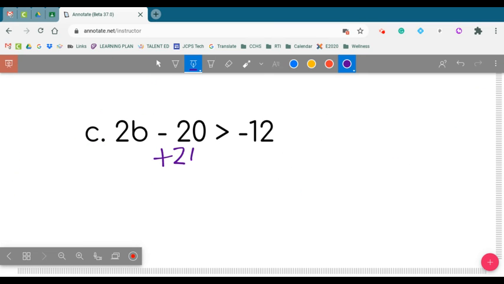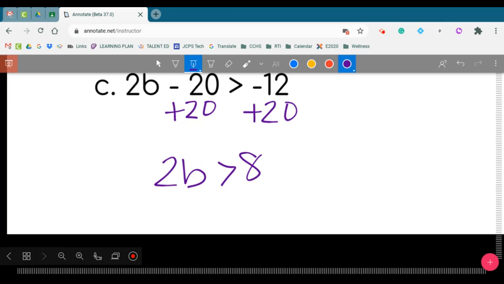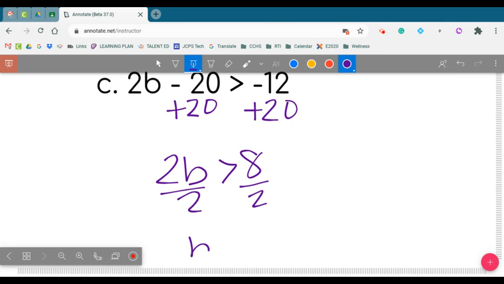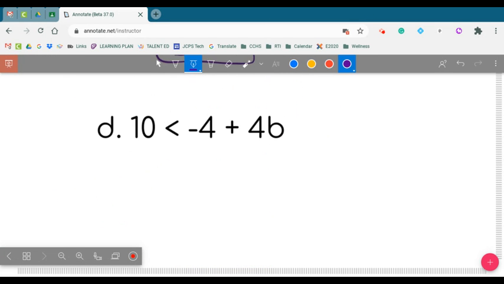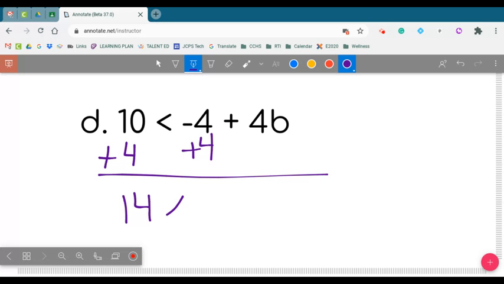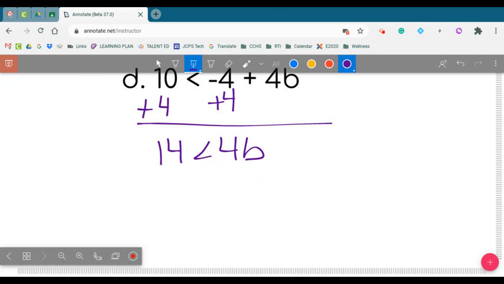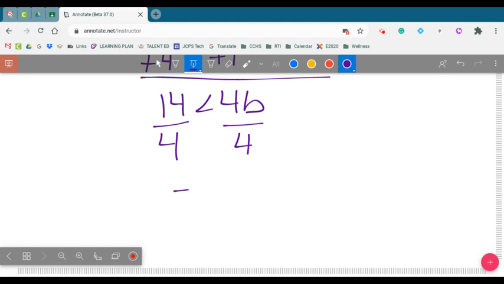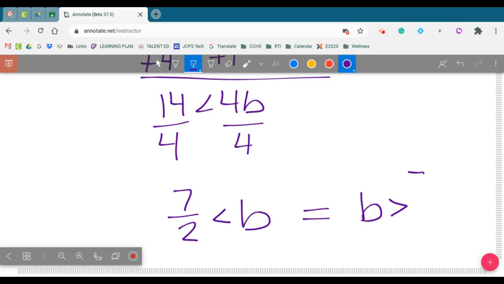This one we're going to add 20. We're going to get 2b is greater than 8. Divide by 2. I'm going to get b is greater than 4. And then the last one, you're going to add 4. You're going to get 14 is less than 4b. And then divide by 4. So this one, you're going to get 14 over 4, which is the same as 7 over 2, is less than b. This is the same as b is greater than 7 over 2.